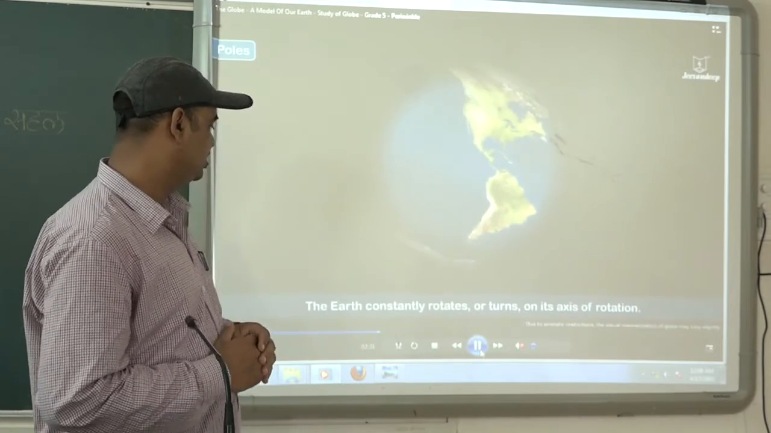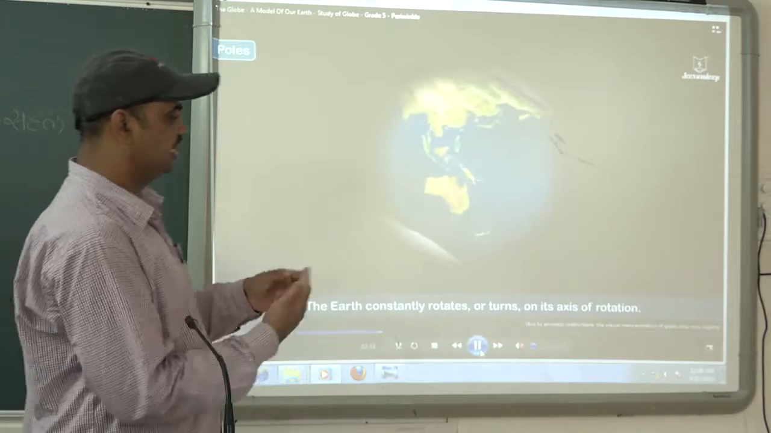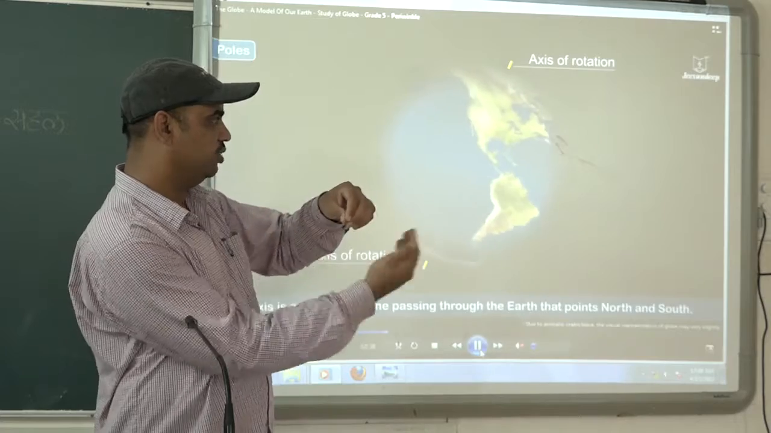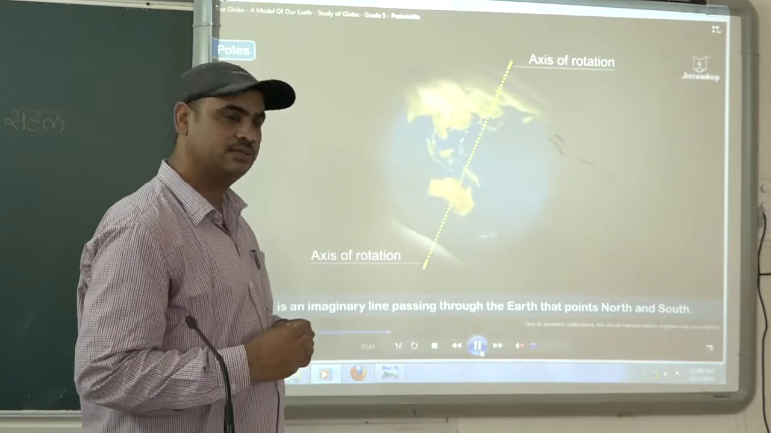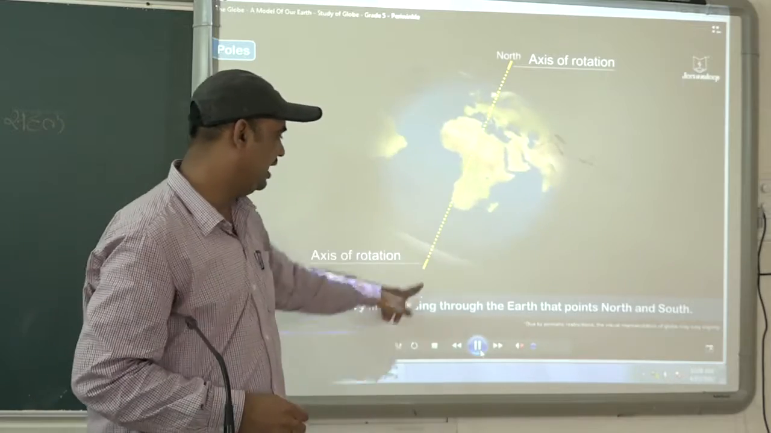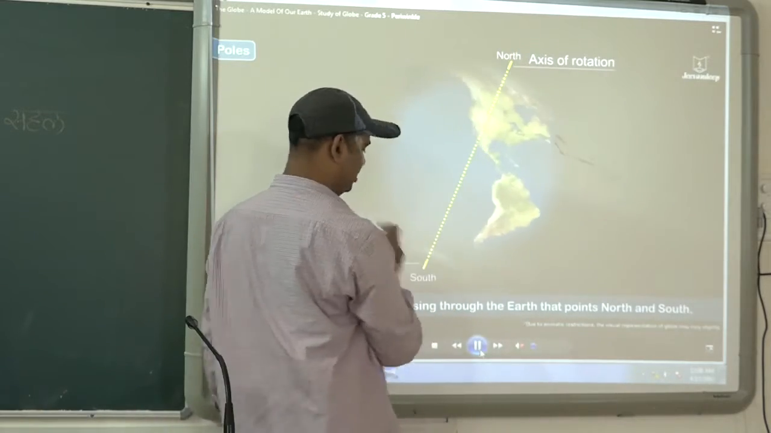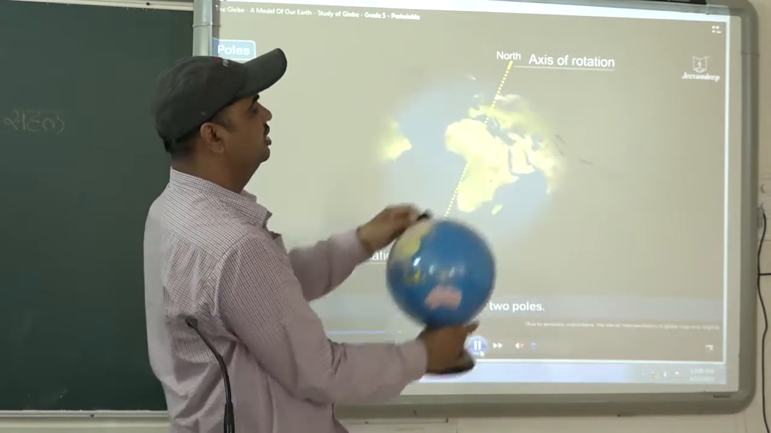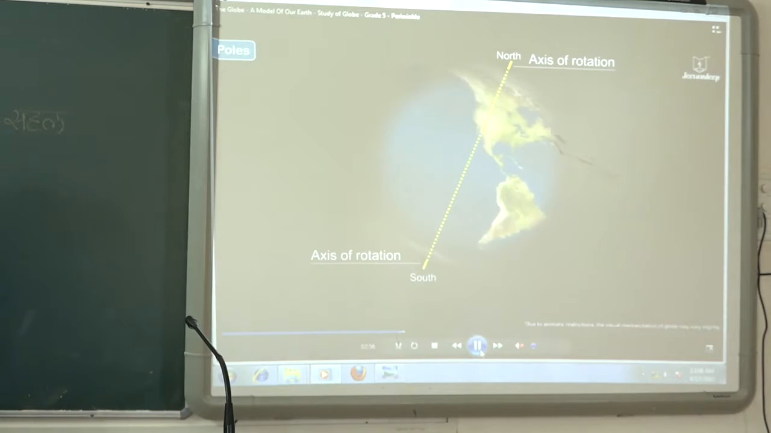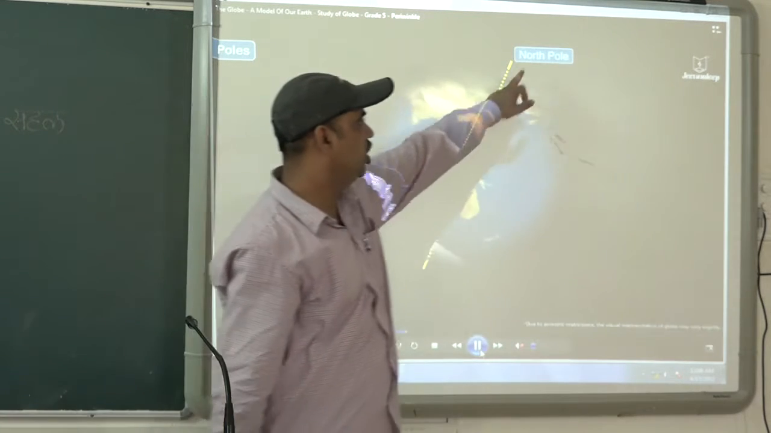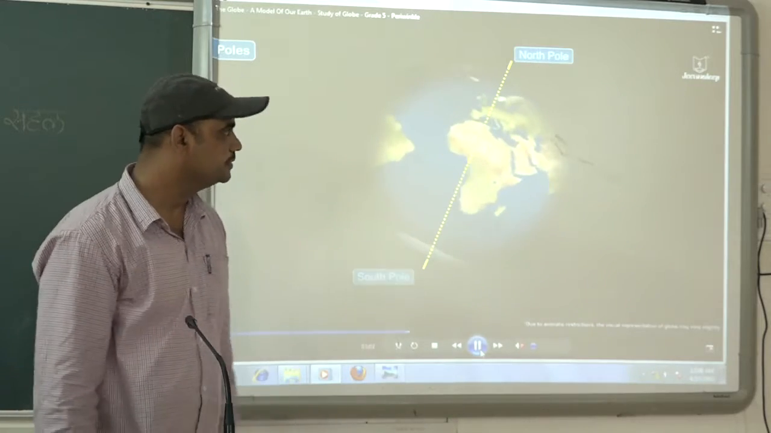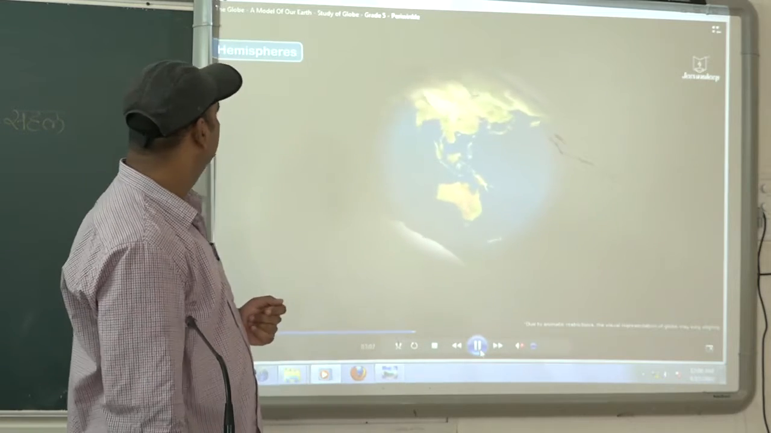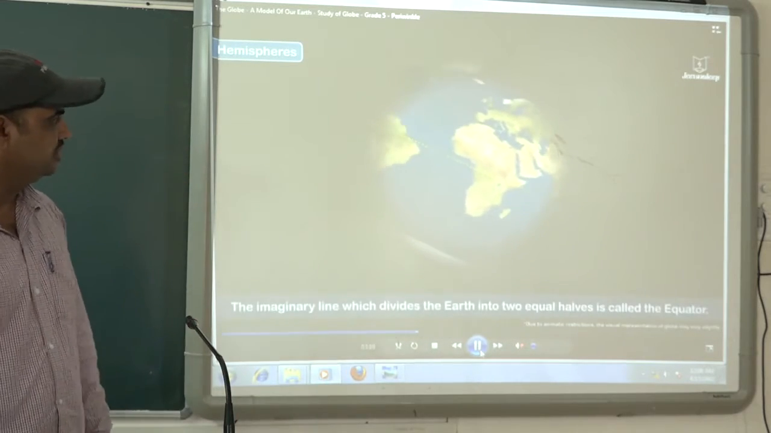Then the globe moves this way. The Earth constantly rotates on its axis. So there is a process called rotation. Rotation is moving around itself. Here is that axis, with the North Pole and South Pole. You can see them on the globe also. This is the North Pole, and downside is the South Pole. Hemisphere. Okay, what is a hemisphere?